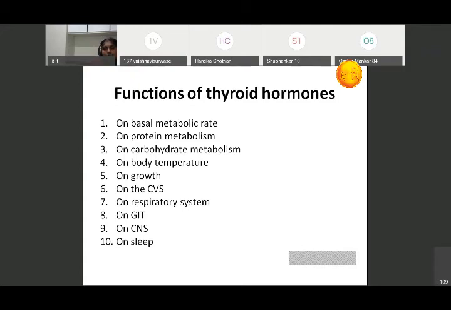Now write down fat metabolism. They cause mobilization of fat from adipose tissue so that the free fatty acid level and triglyceride level increase in the blood.